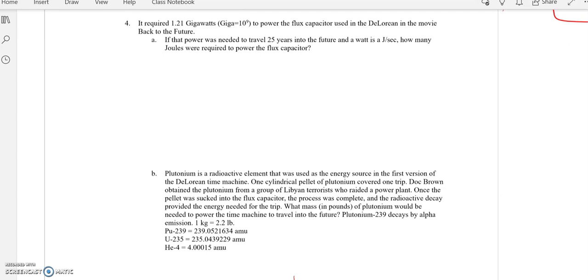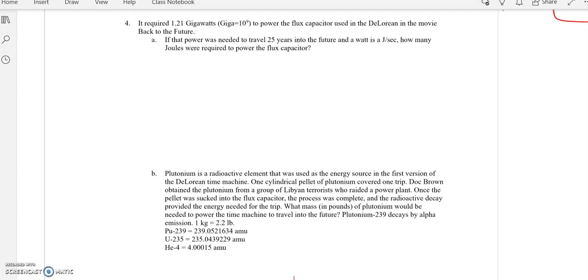It requires 1.21 gigawatts, or pronounced gigawatts, to power the flux capacitor used in the DeLorean in the movie Back to the Future. If that power was needed to travel 25 years into the future, and a watt is a joule per second, how many joules were required to power the flux capacitor?